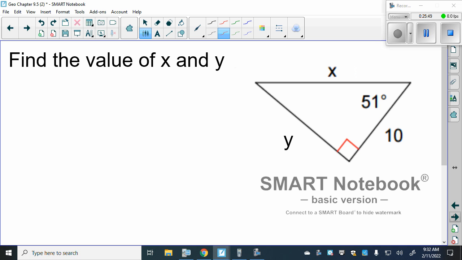Let's look at another one. Yes, because with sine and cosine, we need the hypotenuse. No matter how we set this up, we need the hypotenuse's length.